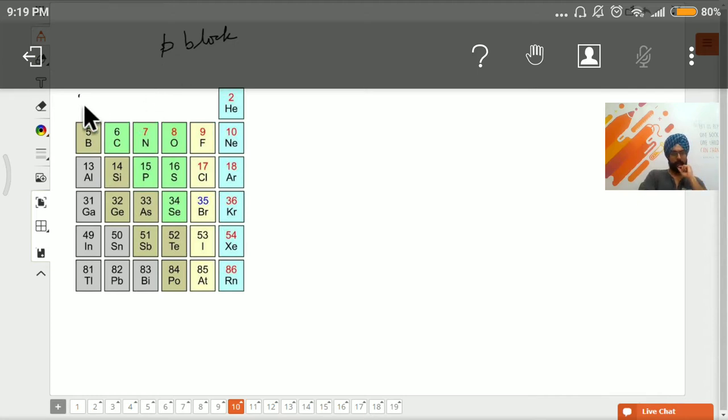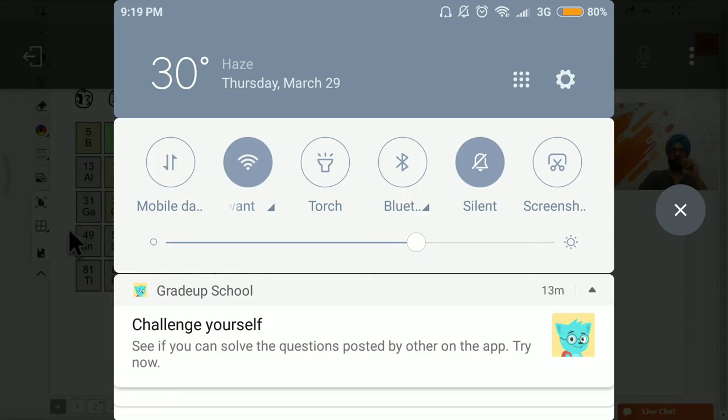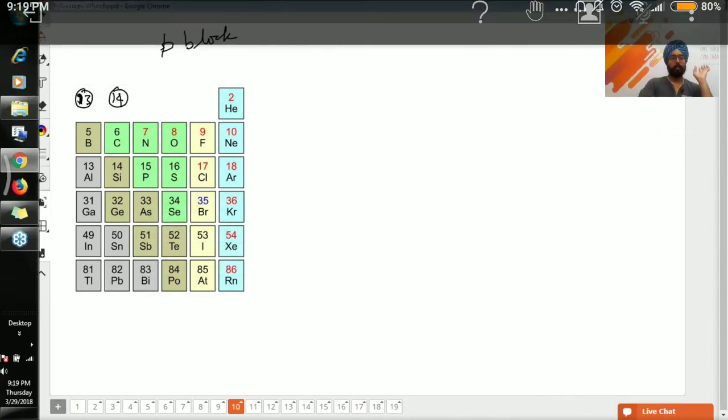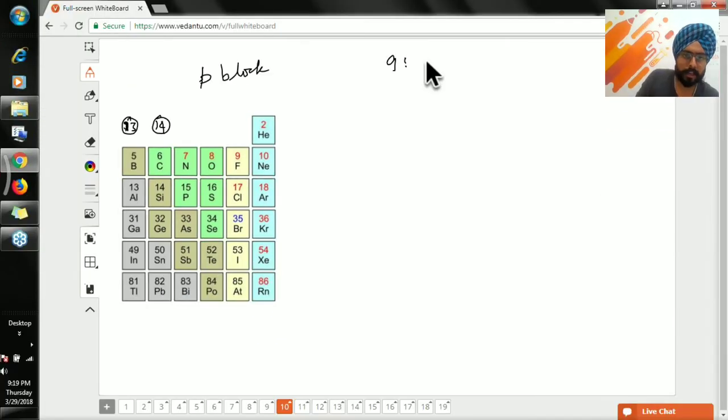Okay, and let's see group 13 and group 14. Group 13 and group 14. Okay, the boron family and the carbon family. Let's see what the time is right now. Right now it is 9:19 p.m. Okay, what I'm going to do is I will give you guys a little bit of time. You have all the knowledge that you need right now. So I'll give you a little bit of time. Let's wait until 9:21 p.m.